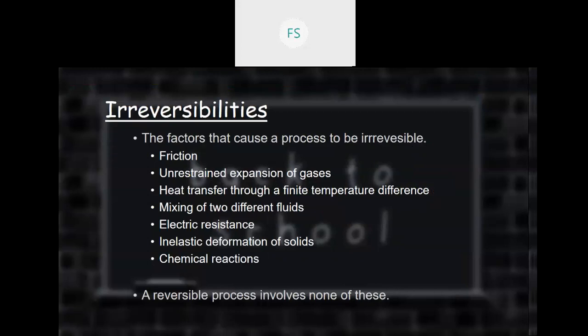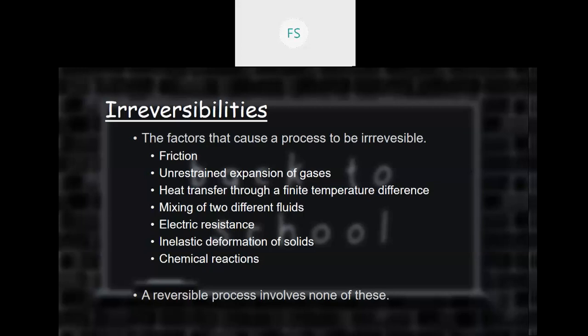There are several factors that cause a process to be irreversible, a process that cannot be reversed. The factors that cause the process to be irreversible are called irreversibilities. They include, for example, friction, unrestrained expansion of gases, heat transfer through a finite temperature difference, mixing of two different fluids, electric resistance, inelastic deformation of solids, as well as chemical reactions.